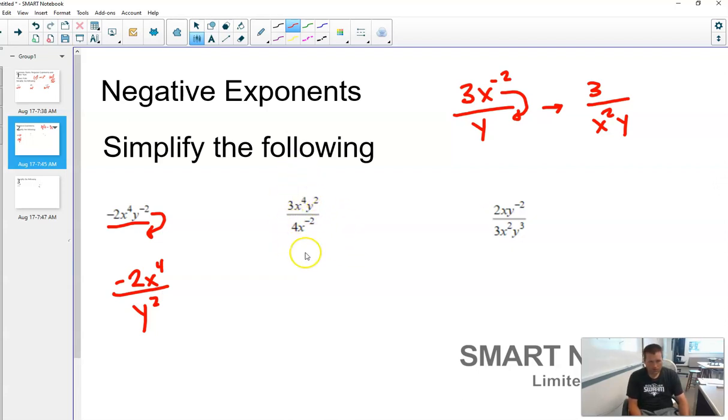Moving on to another example here. Again, I just draw my lines here. The 3 and 4 can't divide into each other, so we just leave it. And then I have x to the 2nd.